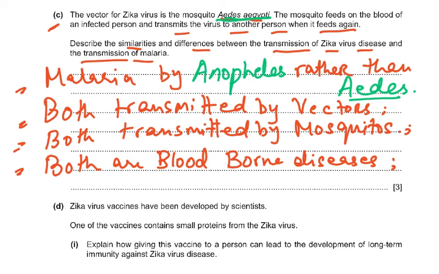So malaria is transmitted by Anopheles rather than Aedes, that's the difference. That is the only difference that we have. And the similarities are both are transmitted by vectors, both are transmitted by mosquitoes, and both are blood-borne diseases.